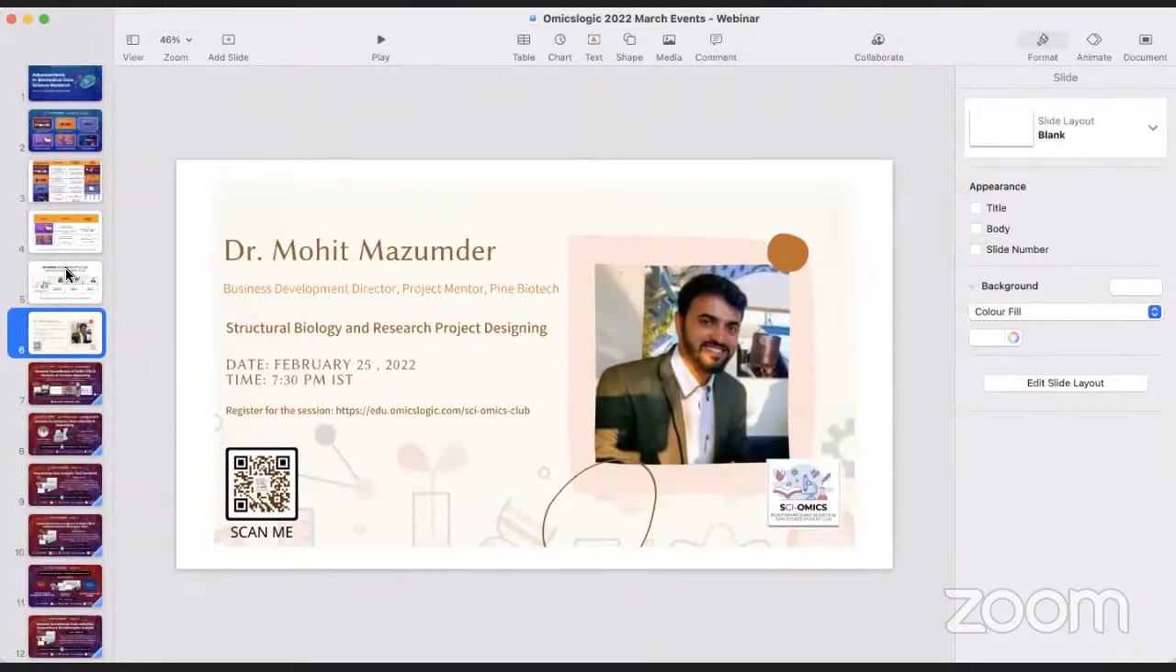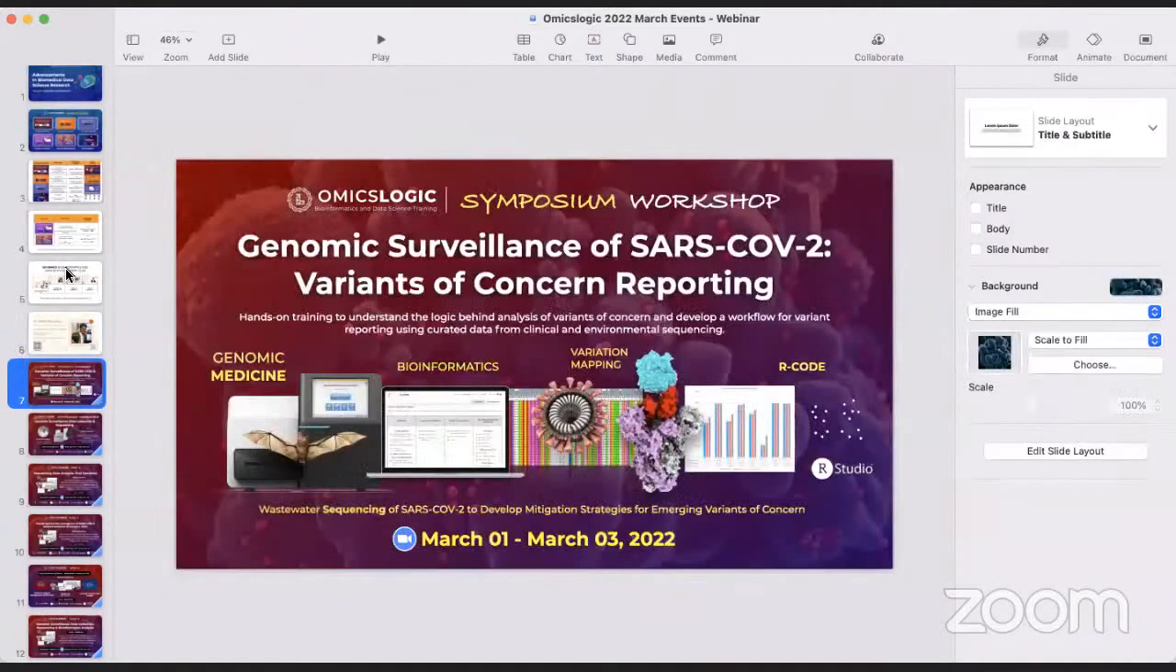And in the workshop that we were discussing today, which is the genomic surveillance of SARS-CoV-2 and variant of concern reporting, we will have sessions starting from 1st March.